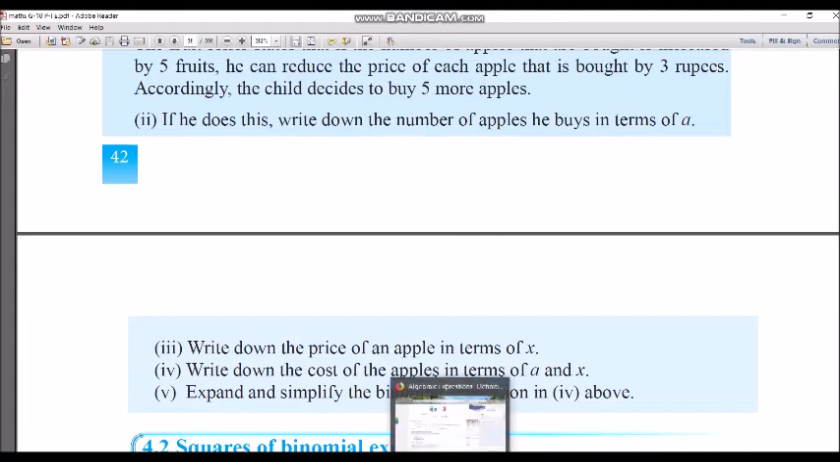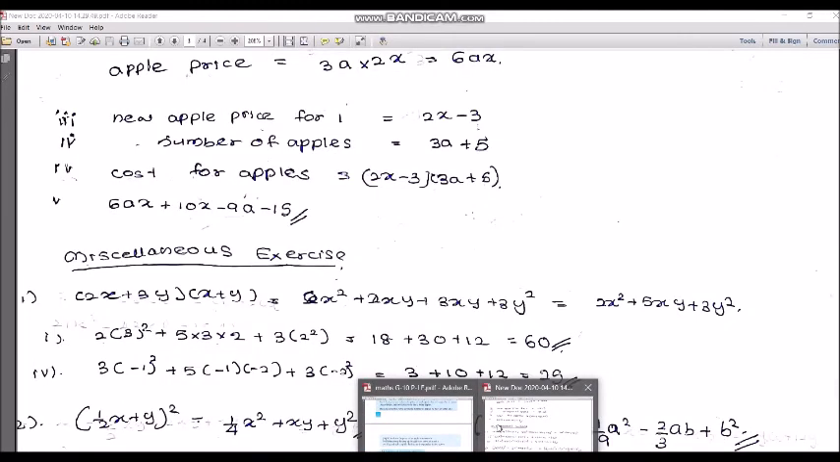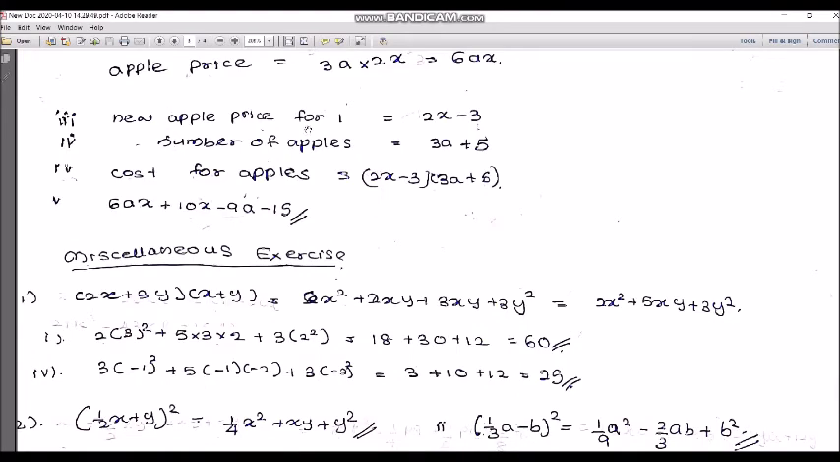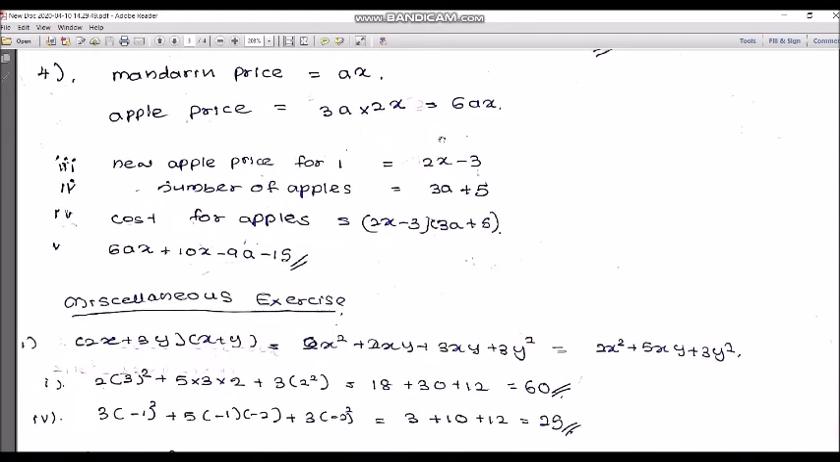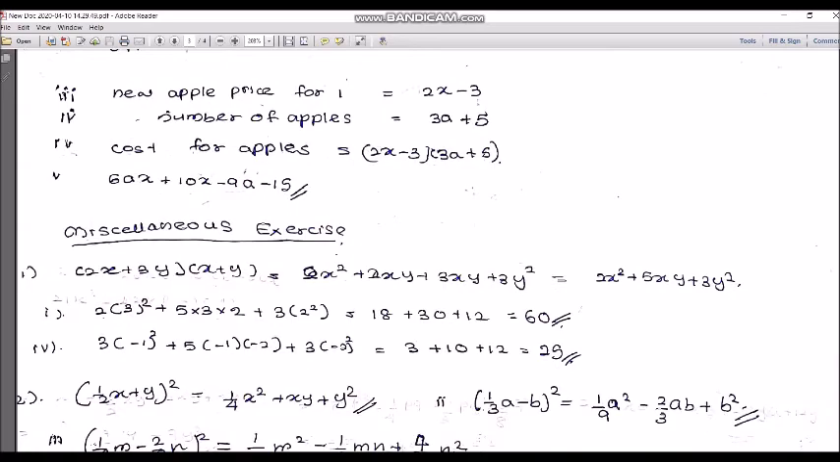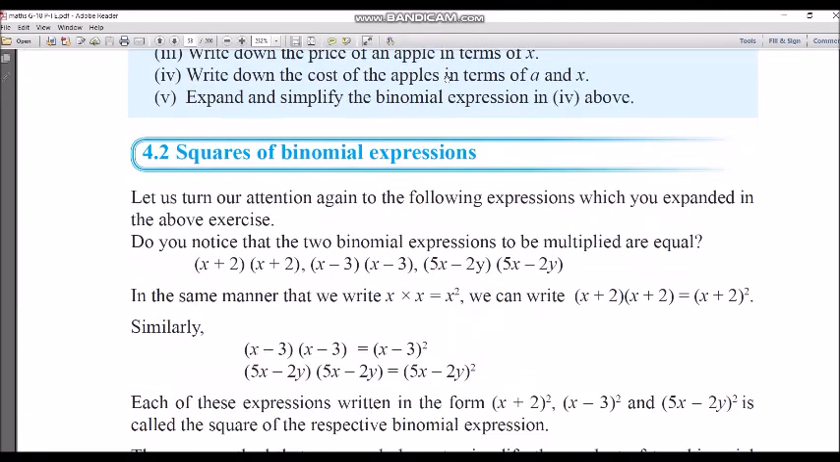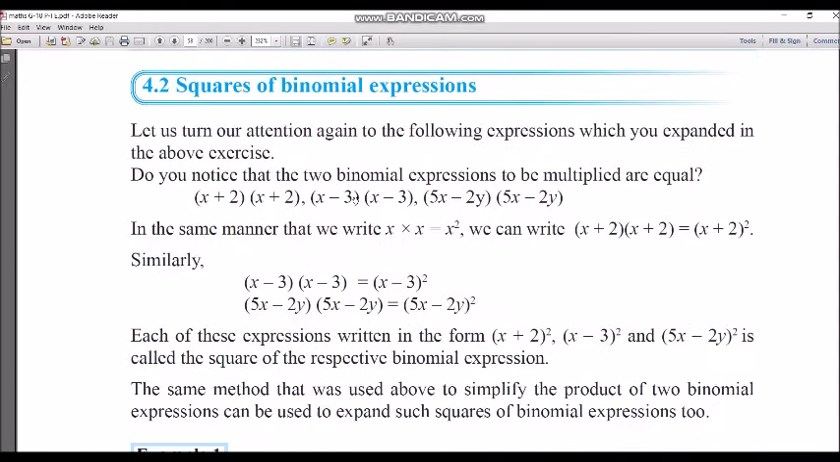So the new apple price, the first apple price was 2x, and then reduced by 3, it is 2x minus 3. The new number of apples is 3a plus 5. So the cost for apples is 2x minus 3 into 3a plus 5. So it's very easy. And then the next one is the square of a binomial expression.